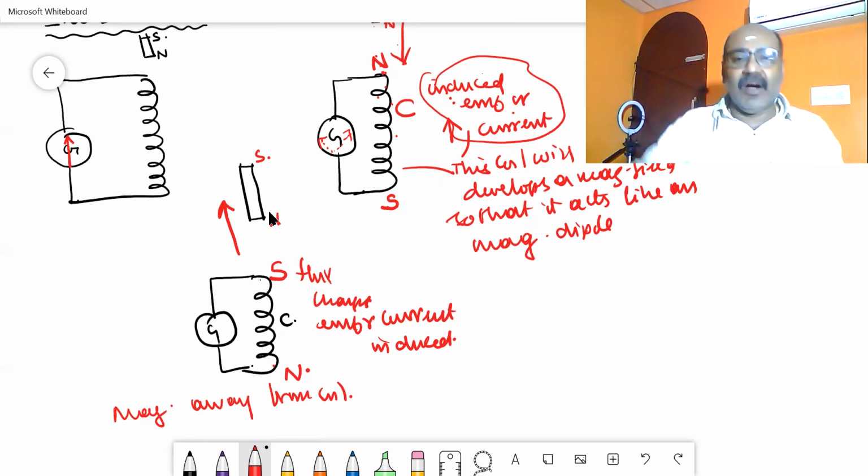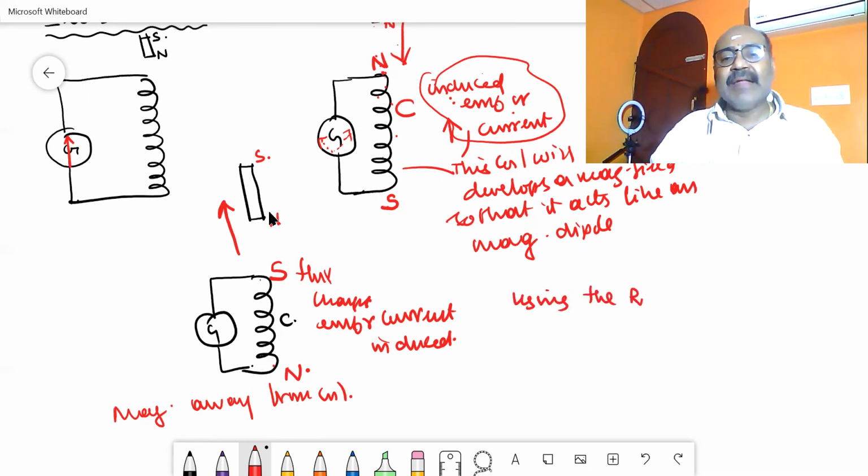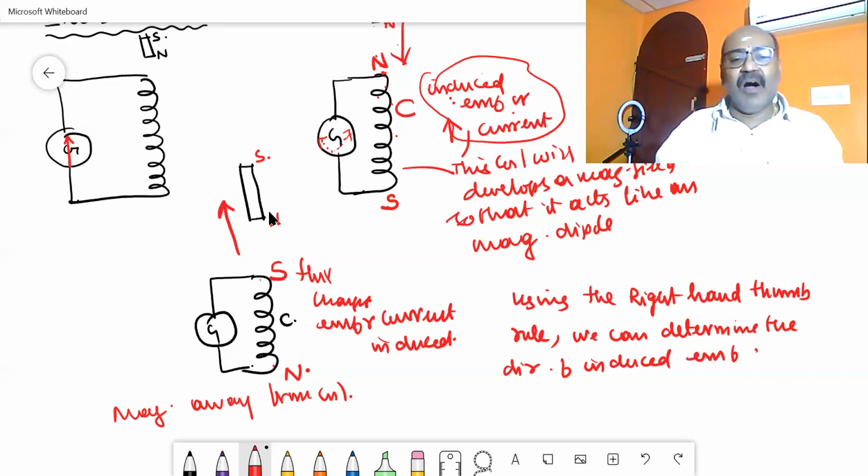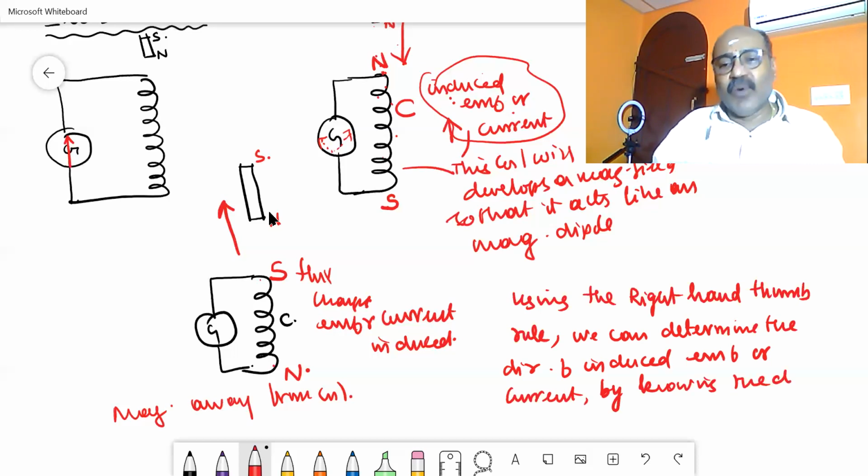So what is the conclusion? We can write that using the right hand thumb rule, we can determine the direction of induced current or induced EMF by knowing the direction of the new magnetic field developed.